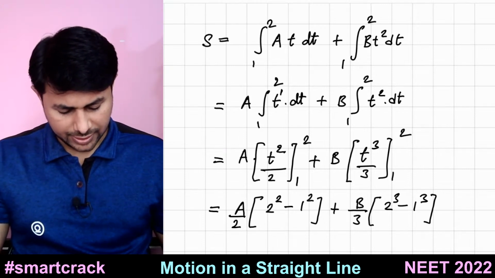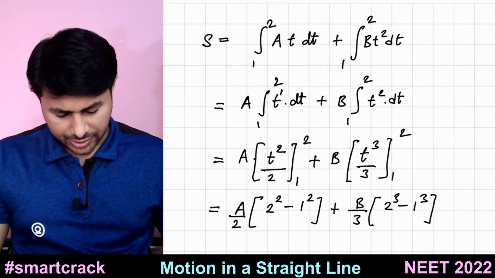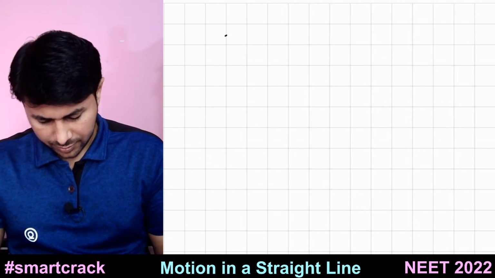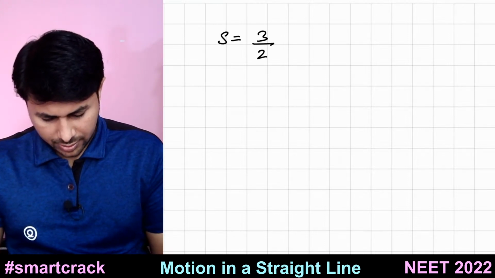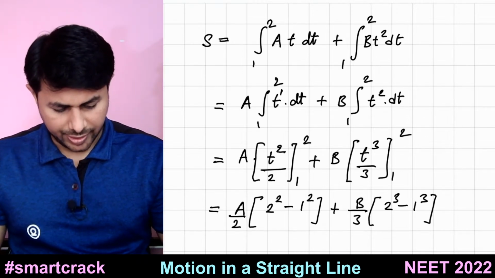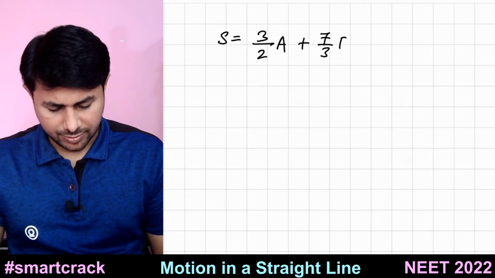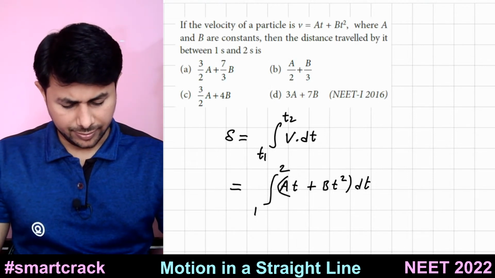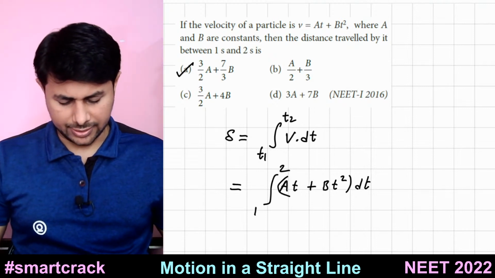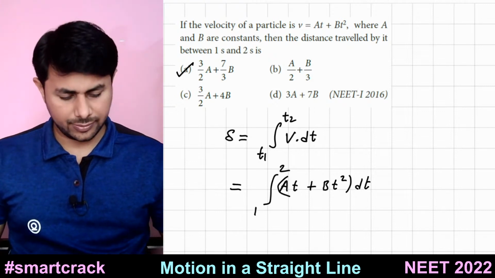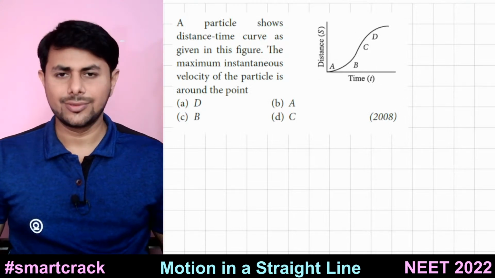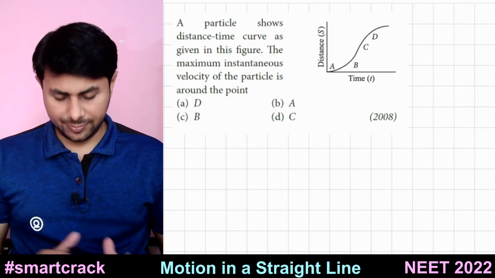Okay, so the answer is how much? It is 3 by 2 a plus 7 by 3 b. This should be the answer. Okay, so option A is the answer. Alright, that's simple. Then again, let's move on to the next problem.